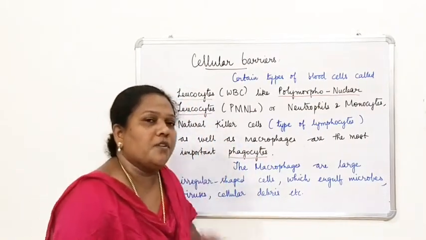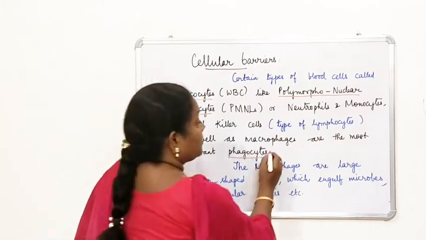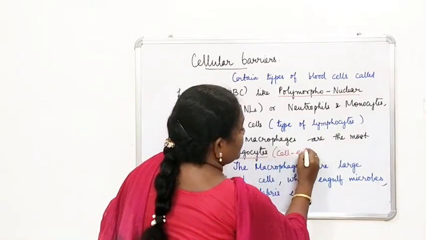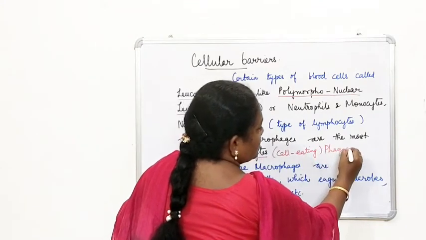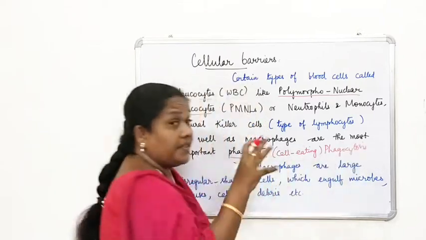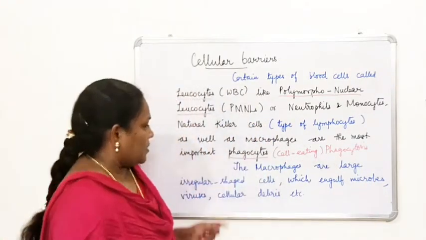So why do you call this a phagocyte? Cyto means cell, right? Phagocytes, cell-eating. So here you can represent it as cell-eating. What is the name of the process? Phagocytosis. So it engulfs the microbes, right? It doesn't allow the microbe to survive. It engulfs. So that is what you are learning here.